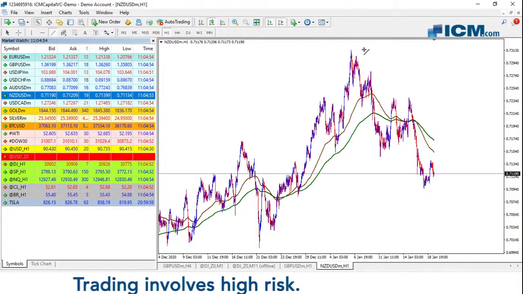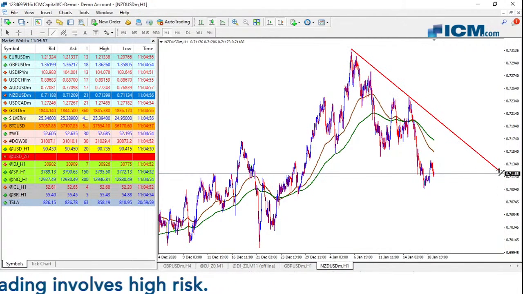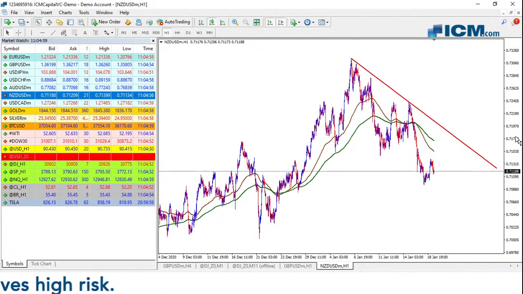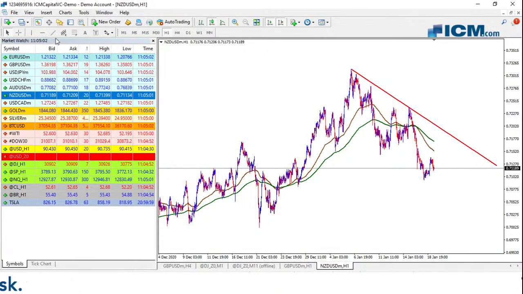The New Zealand dollar against the United States dollar was a bit weaker. This week we have the CPI, the consumer price index from New Zealand, so this could put some pressure on the currency if we witness some drop in inflation.